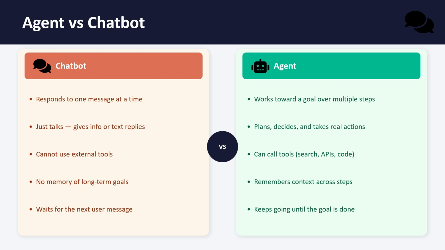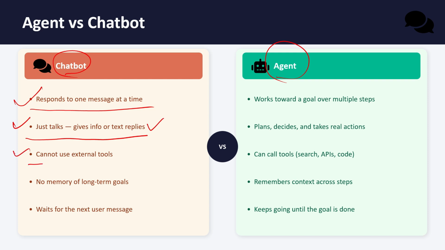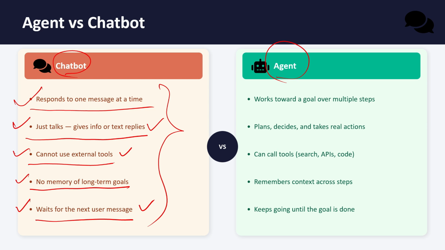Now, if I do a short comparison of a simple chatbot and an agent, what is the difference here? When we talk about a chatbot, it responds to one message at a time. It just talks, gives info or text replies, cannot use external tools, has no memory for long-term goals, and waits for the next user message. So you interact like with a human: you enter a text, you get a response, and again you have to enter a question, and then again you get a response. It will wait for your response. It is not going to contact any external tools, and it has no memory. If the chat is closed, it doesn't know who was the last person talking to it, or what questions were asked to that particular chatbot. Nothing is remembered. There is no memory, no brain. This is just simple interactive questions and answers.